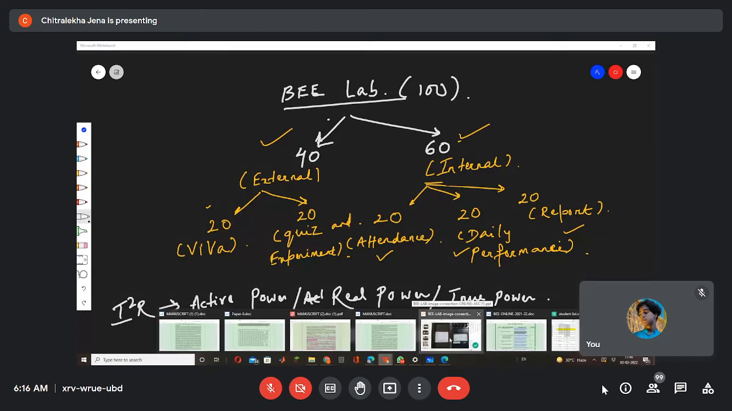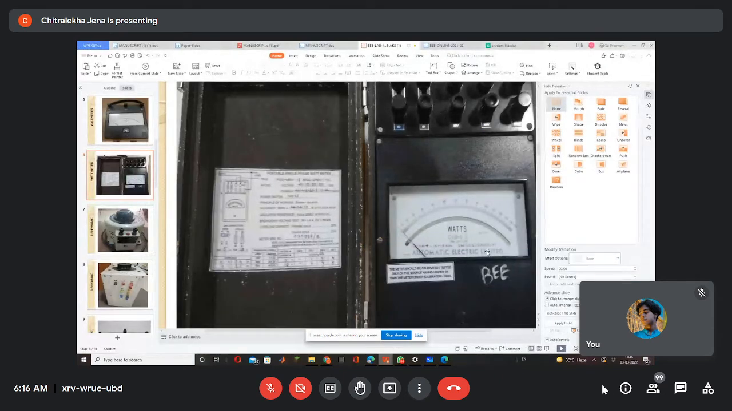Okay. Yes, ma'am. So this wattmeter measures only the active power. There are different types of powers you will read in the theory class. So wattmeter measures the active power. One multiplying factor is there. Suppose the wattmeter shows you 5 watt here. Pointer shows 5 watt. We do not take it as 5 watt. We multiply a multiplying factor with that 5 watt, and that gives you the exact reading.